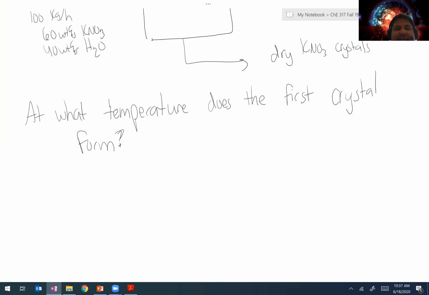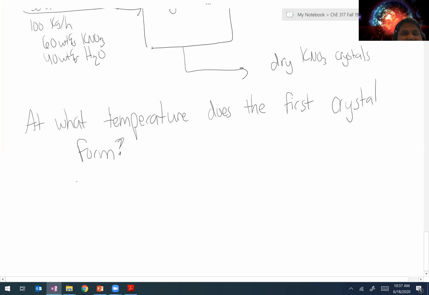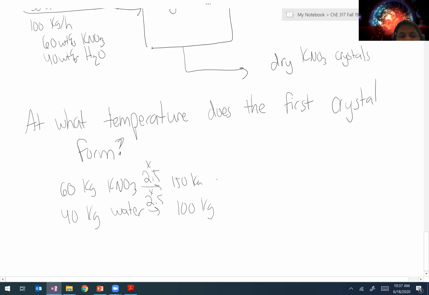And so I know if I have 100 kilograms per hour with 60% KNO3, that means I have 60 kilograms KNO3 and 40 kilograms water. And if I multiply these by 2.5, then I have 100 kilograms water to 150 kilograms KNO3, keeping those ratios the same.